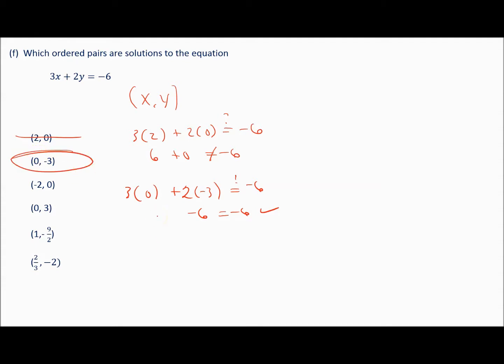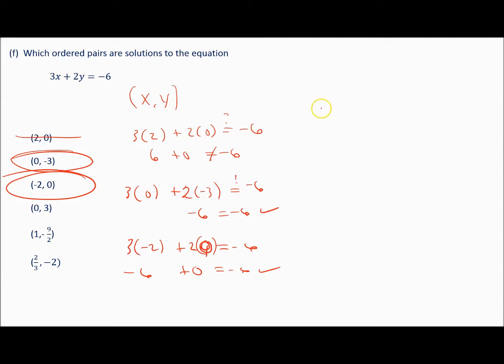Now I check -2, 0. Is there a quicker way to do this? Nope. Okay, you do have to check all these individually. So I've got 3 times -2, which is -6, plus 2 times, oh, I forgot to plug in y, didn't I? That's a 0. Okay, plus 0. Does that equal -6? Sure does. So the second one is also a solution to this linear equation.